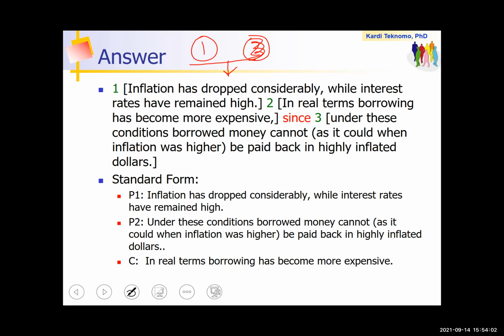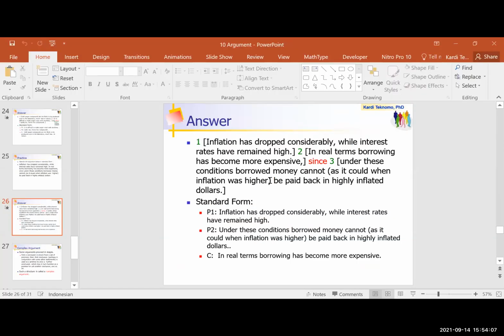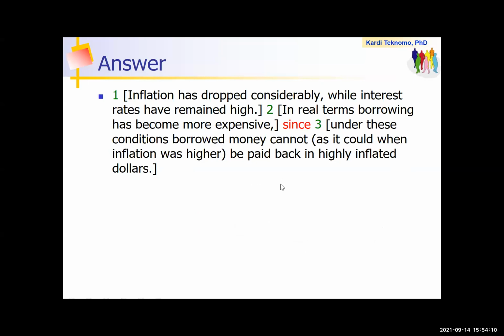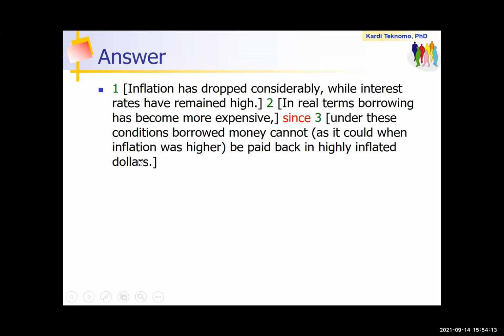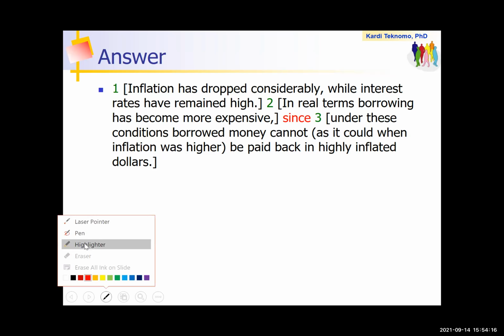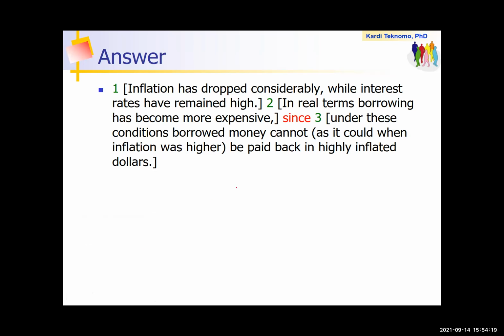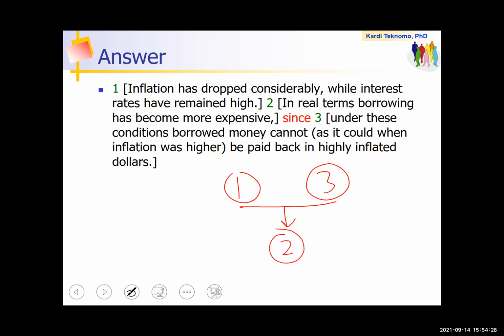Oh, I will erase first. This chart, I will put it again. Okay. So 1 and 3, right? The conclusion is number 2. So this is an argument diagram. The premises, with the arrow to the conclusion.